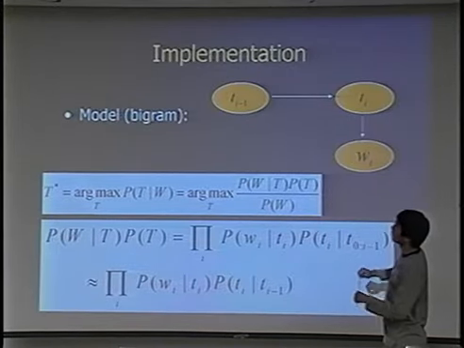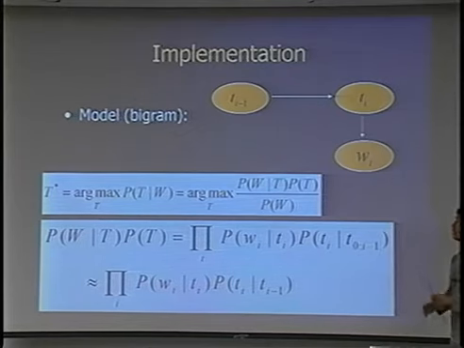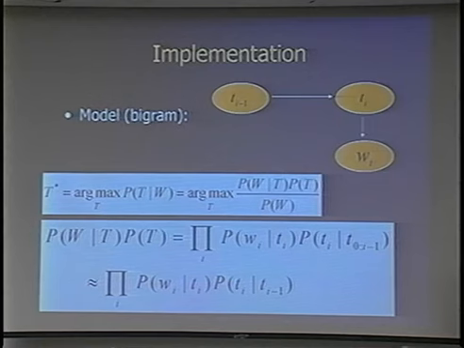Here's the implementation of the tagger. It's a standard Viterbi model. What it does is find the most likely sequence of tags given the sequence of words.